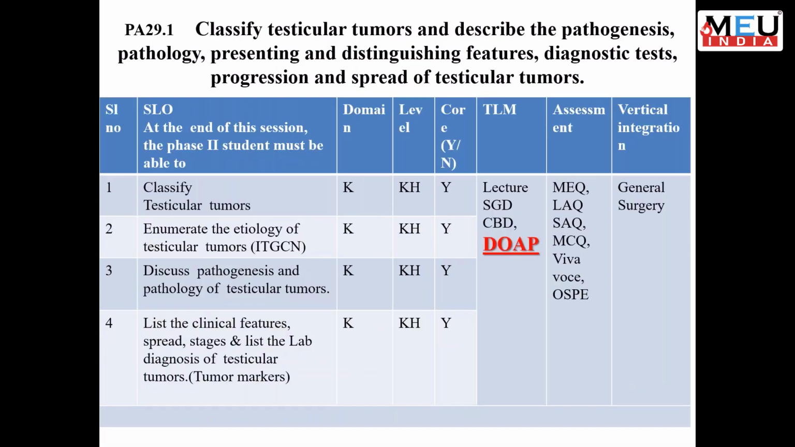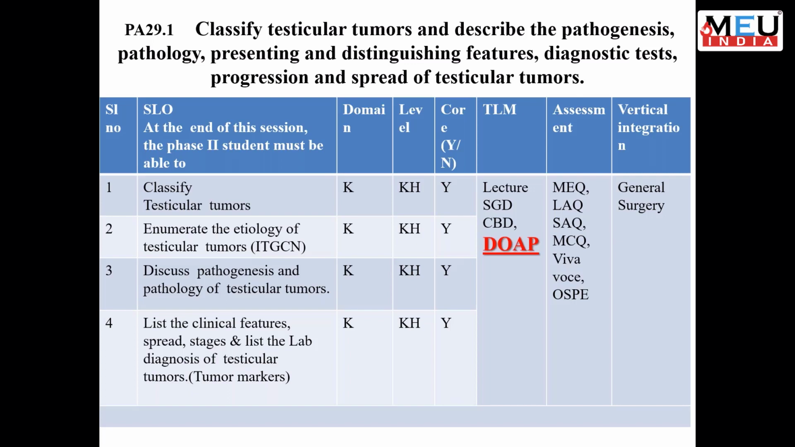Number 1 is pathology 29.1: classify testicular tumors, describe the pathogenesis, pathology, presenting and distinguishing features, diagnostic tests, progression and spread of testicular tumors. At the end of this session, the phase 2 or second MBBS student must be able to classify testicular tumors. Knowledge level, shows how, and it is a core competency.